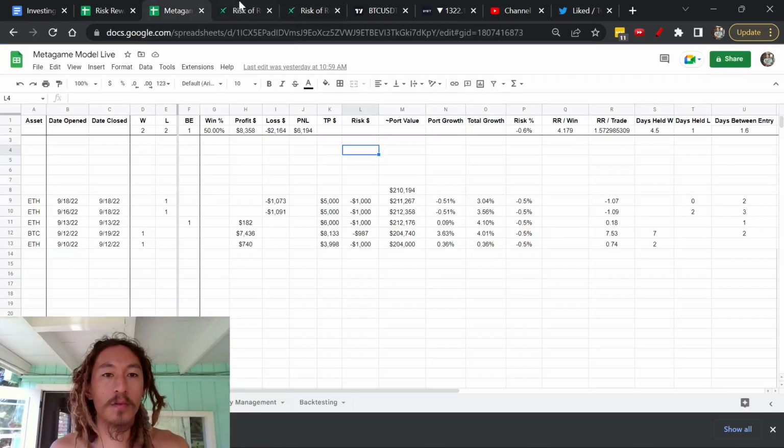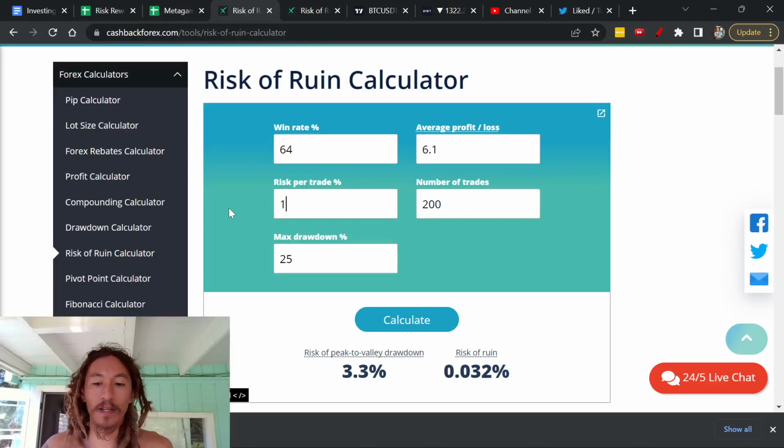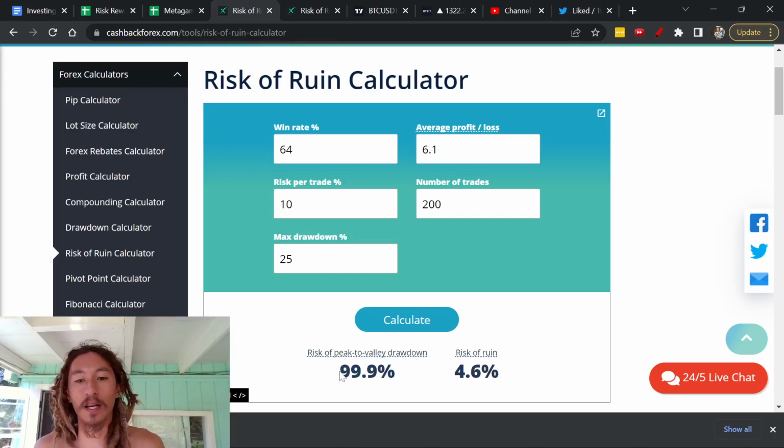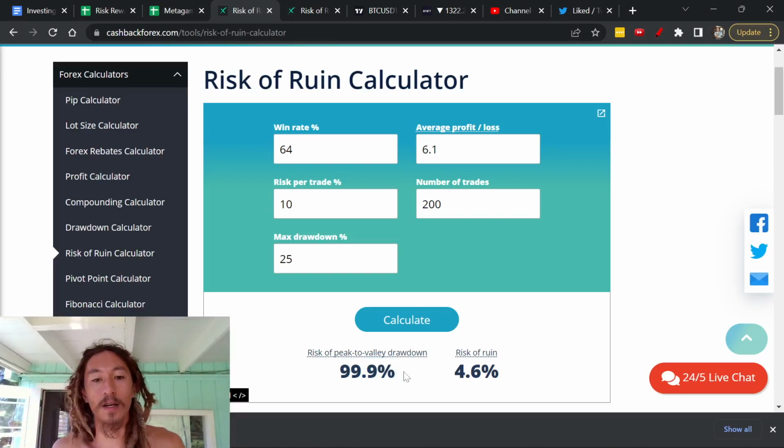So, I mean, imagine I risk 10%. Well, now I have a 99%, 0.9% chance that I'm going to have a 25% drawdown in there. I even have a 99.9%, 89% chance I'm going to have a 30% drawdown. So this sort of stuff is sort of arbitrary, but it's quite helpful.